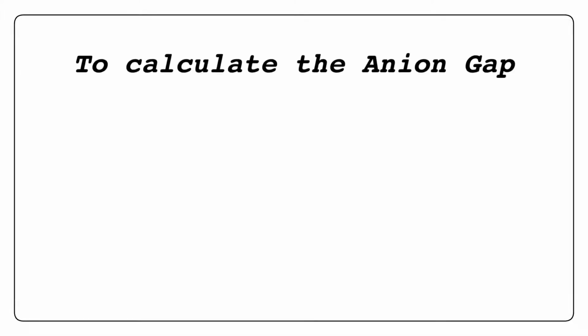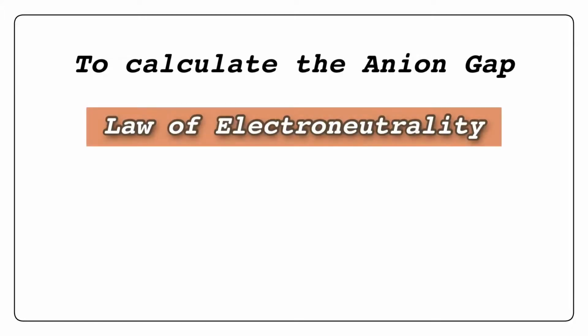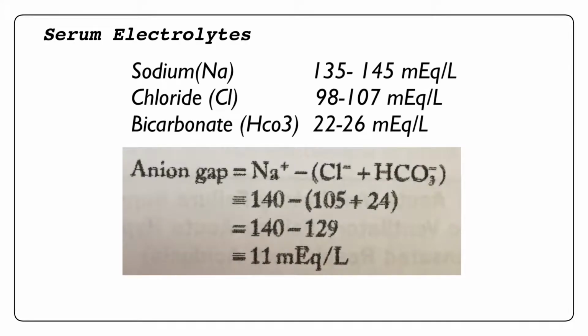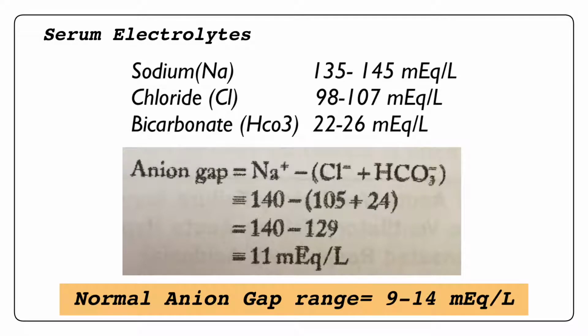To calculate the anion gap, we have this law of electron neutrality. It simply means there must be an equal number of positively charged ions and negatively charged ions in the body fluids. So we have here the cation sodium, which is 140, minus the sum of the anions chloride, which is 105, plus bicarbonate 24. Now the normal range for the anion gap is 9 to 14 milliequivalents per liter.